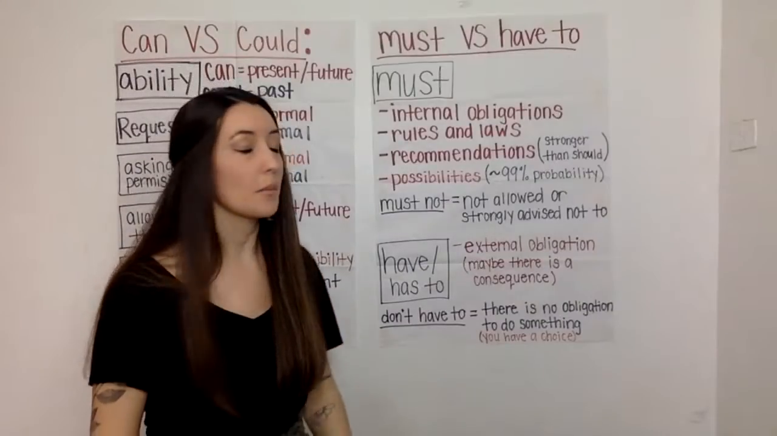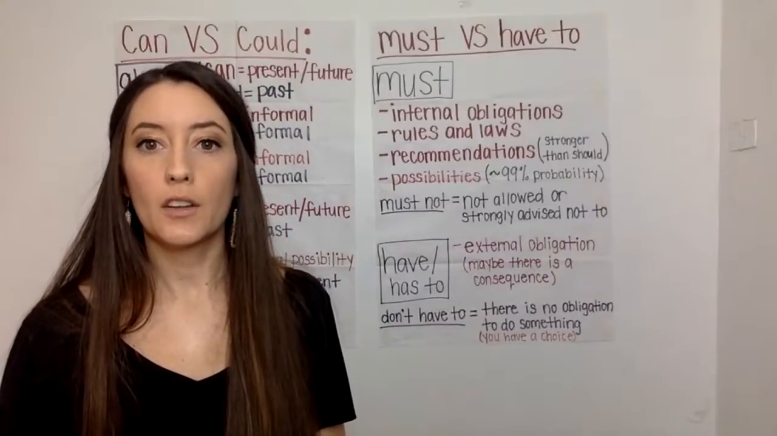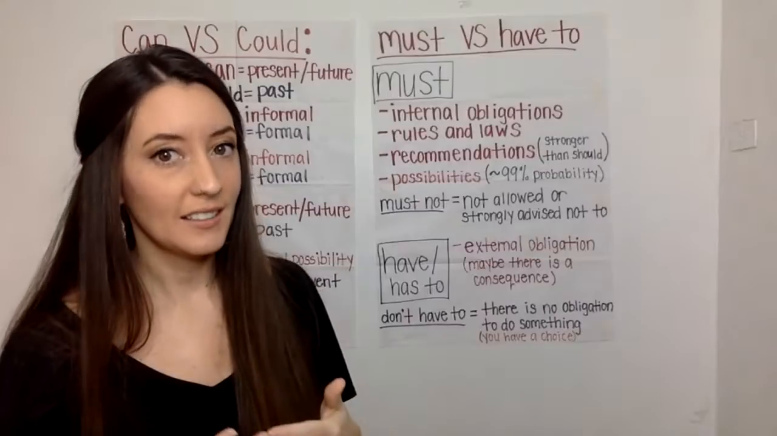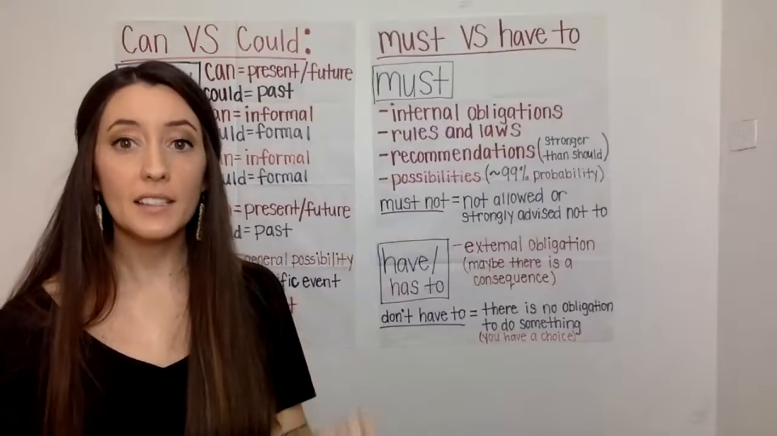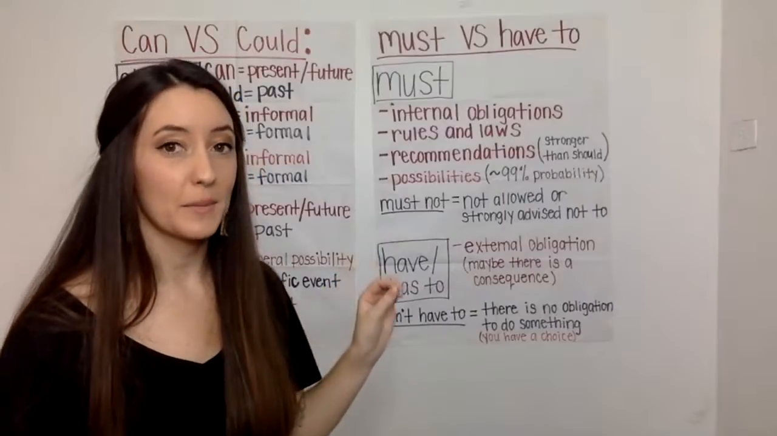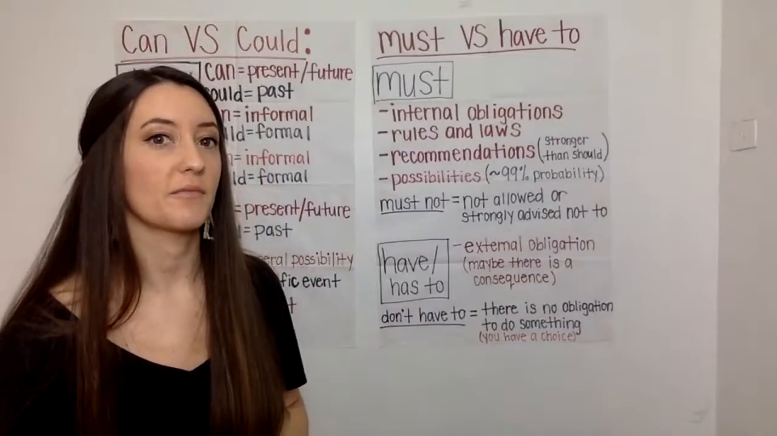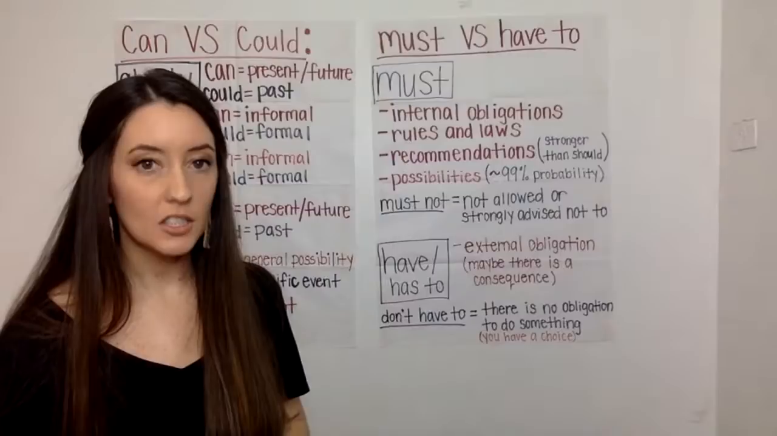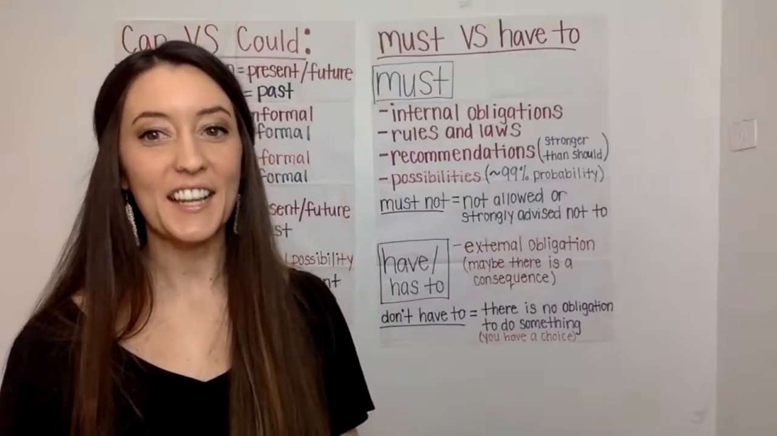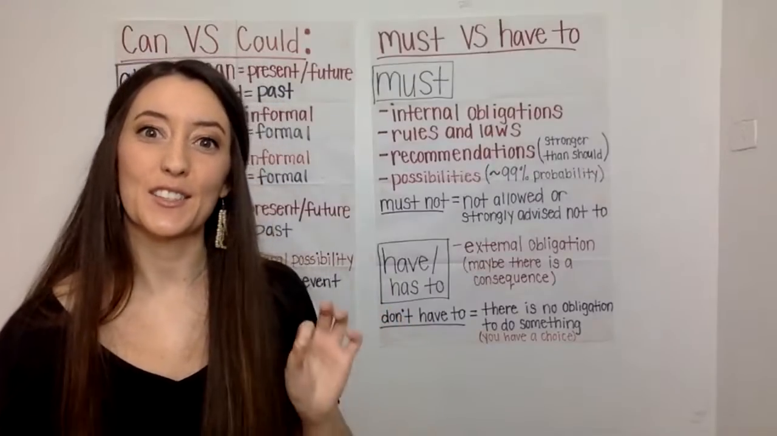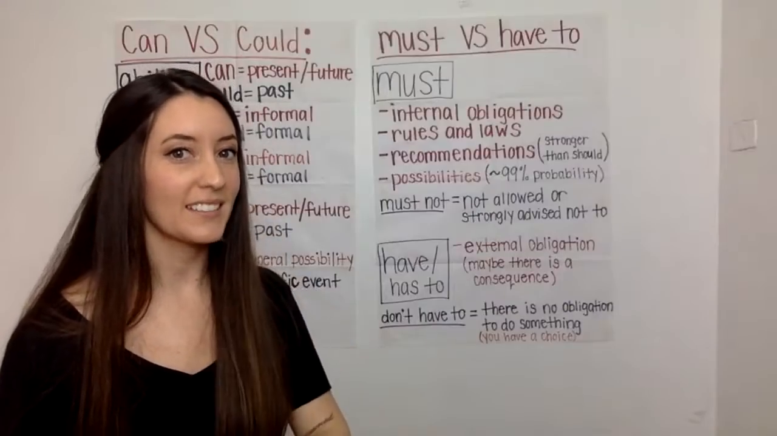Okay, we also talk about it to give recommendations about something. And so I know many of you have learned should to give recommendations. You can use should to give recommendations. However, must can also be used to give recommendations, but must is stronger than should. It is stronger than should. And we use must to talk about possibilities with a 99% probability or a 99% chance that it's true or happening. Okay, we'll look at some examples of each of these in just one moment.